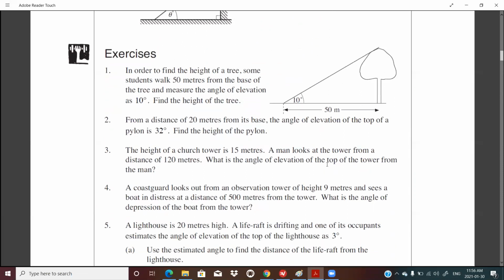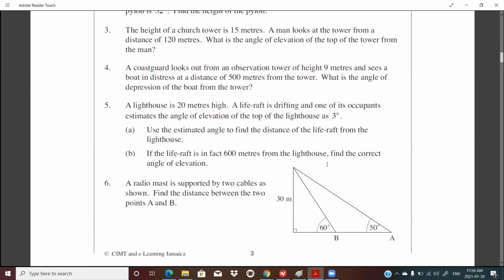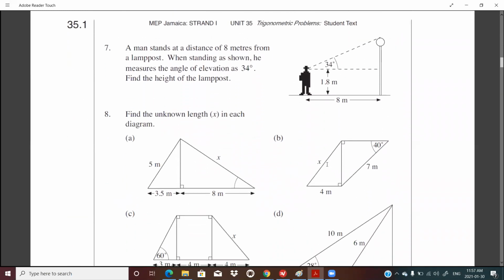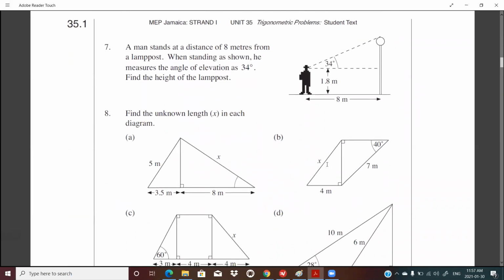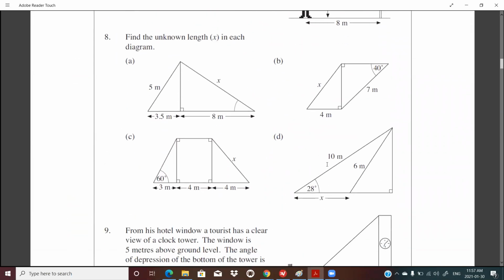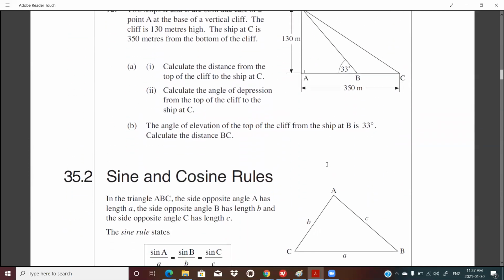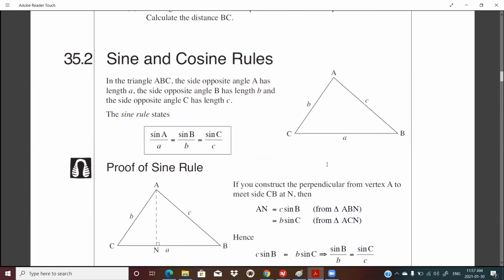And you have some more questions here, which you can attempt, some more angle of elevation and angle of depression questions. Go down, more questions. You can pause the video and attempt some, because you know these are questions that will come on the exam. Like, there's no doubt about it. No doubt.